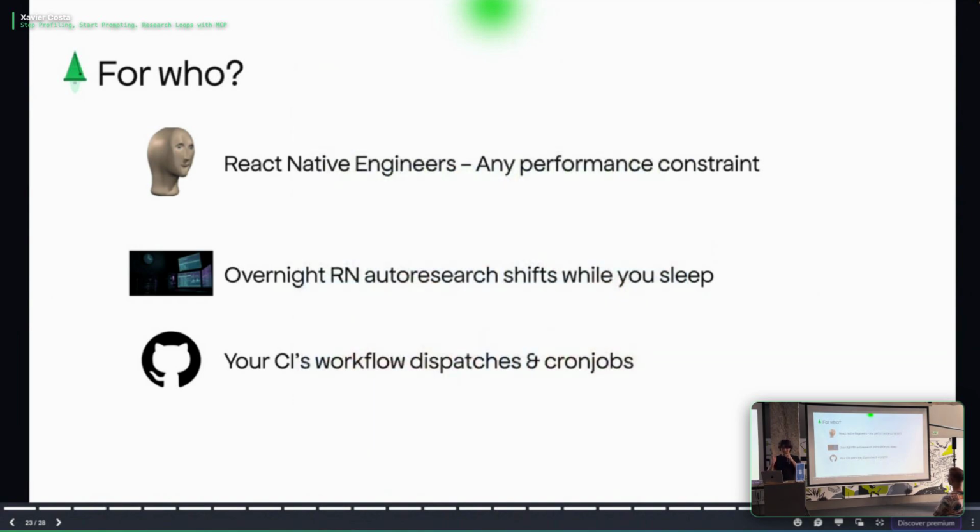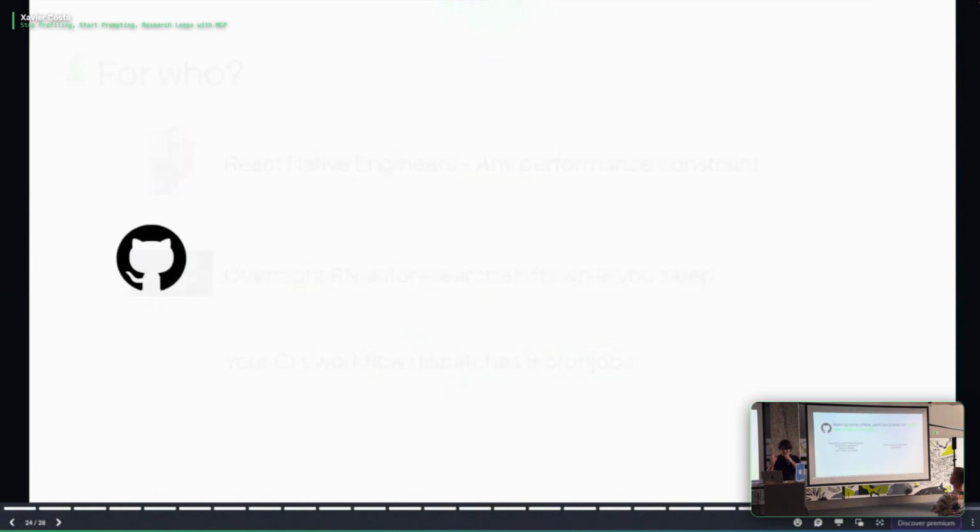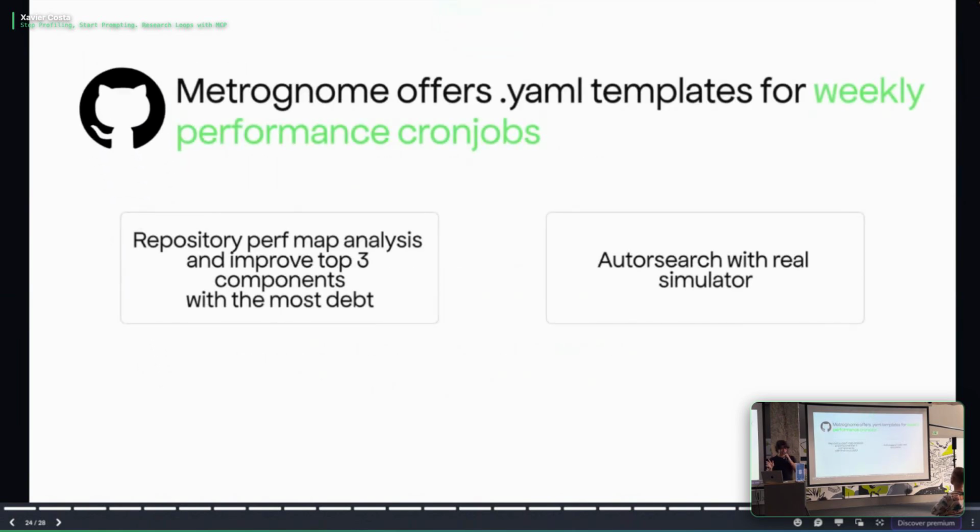And finally, in your CIs. And here comes the most important part. Metrognome offers 2 CI templates for your repositories. The first one will perform a static analysis and fix the top 3 components with the most depth in your repository at that time, automatically.